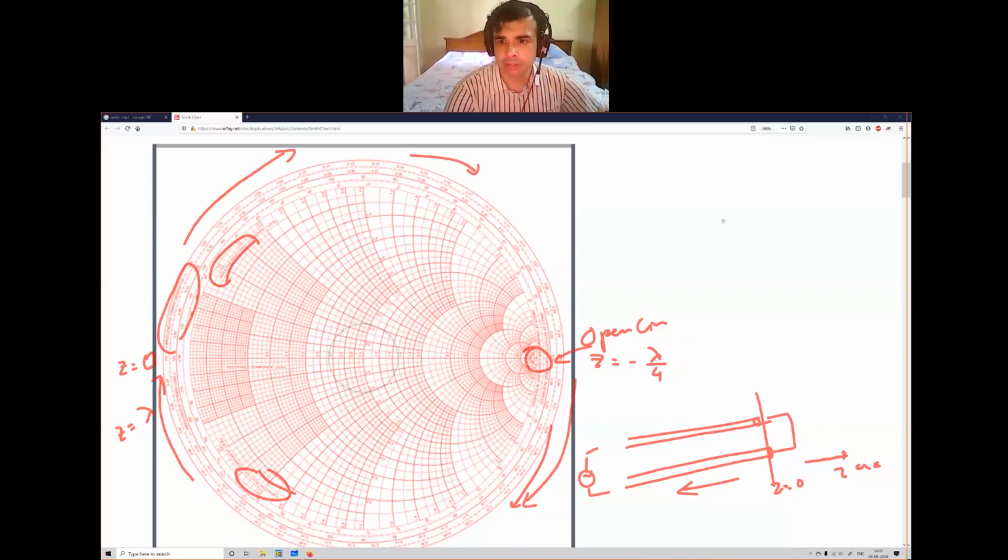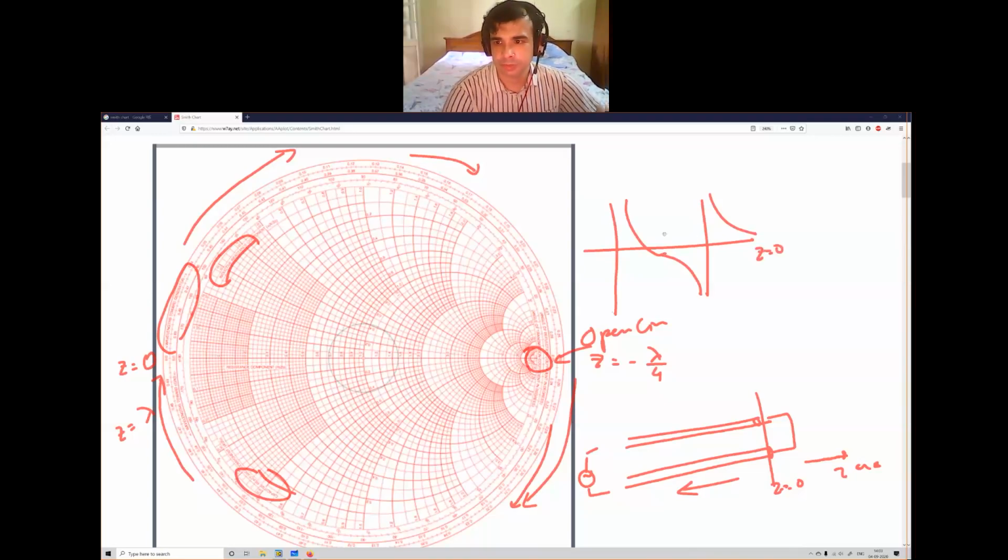And if you remember, our curve from the actual calculation was like this. Z equal to 0, then this was Z equal to lambda by 4, this was again Z equal to lambda by 2. Okay. So the same thing we are getting on the Smith chart. Is it okay or not? Is it fine?